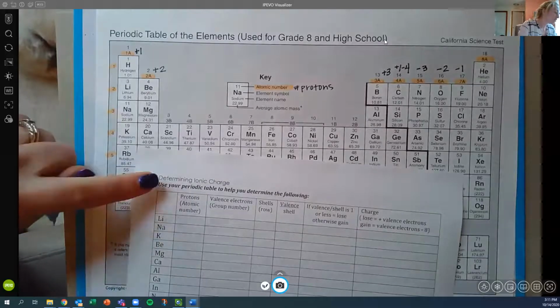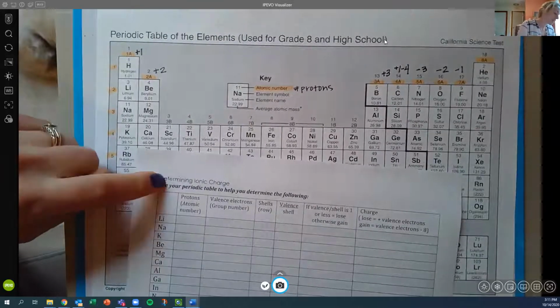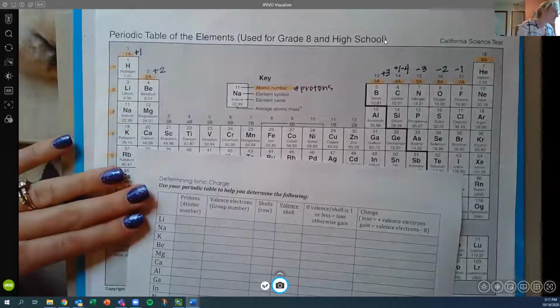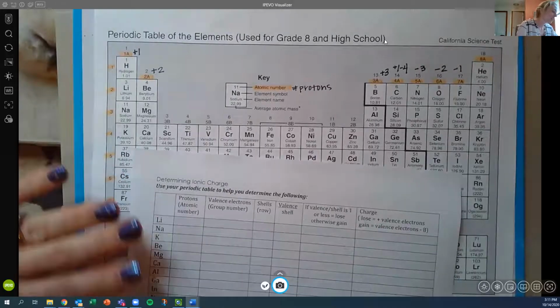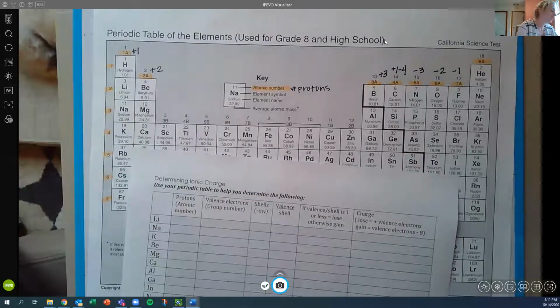Today we're going over the determining ionic charge activity. So we're going to be using our periodic table to help fill out this chart and then respond to the following questions. So I'm going to do a couple examples with you just to give you a little bit of an idea of what we're doing today.